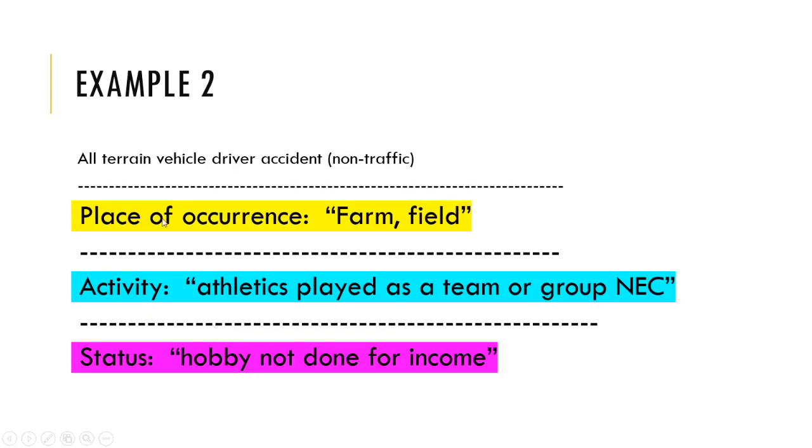Number 2 was the all-terrain vehicle driver accident that was non-traffic. We said that the place of occurrence was a farm field and the activity was athletics played as a team or a group. Let's say that the status of this patient was that it was a hobby, not done for income. He was just out doing it for fun on his all-terrain vehicle, and he had an accident. So the status is a hobby, not done for income. How would you code this patient?